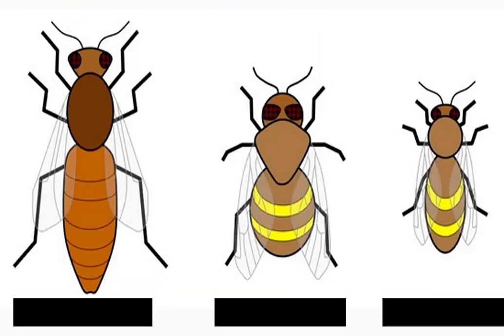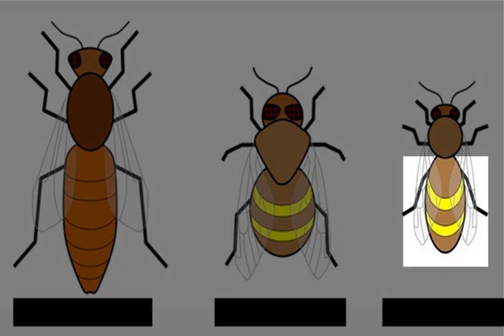When we talk about the structure of worker bees, the abdomen is shorter than the queen's. As we can see, the abdomen is almost equal in length with the wings.